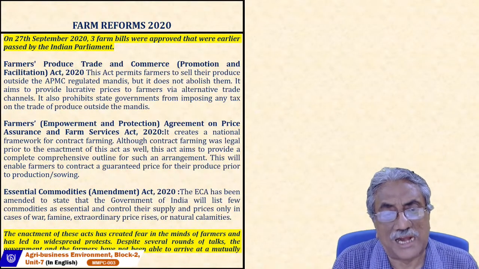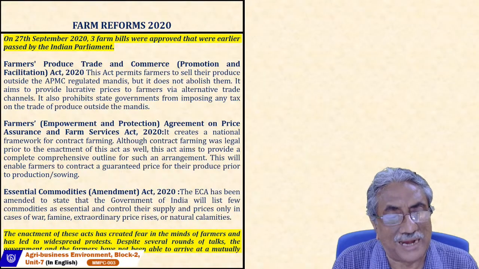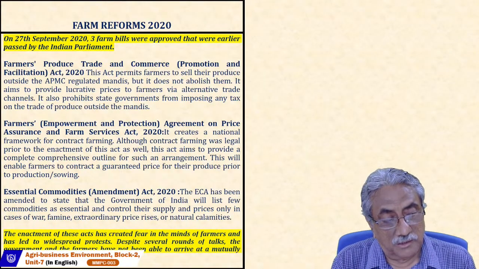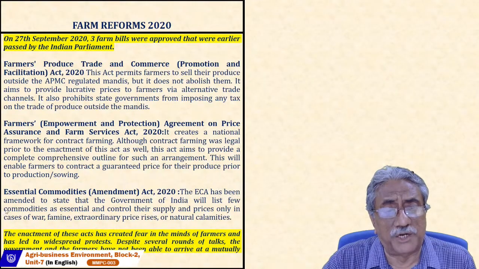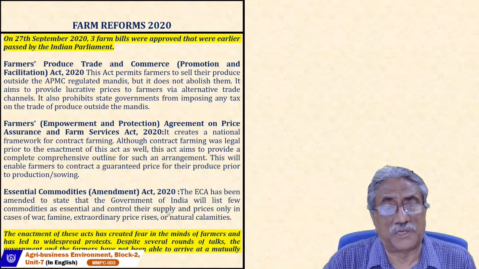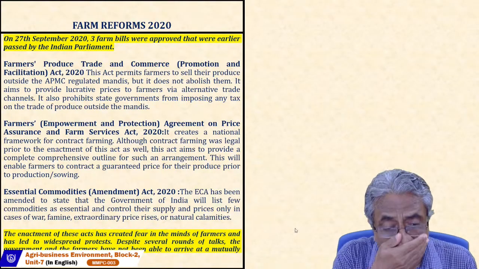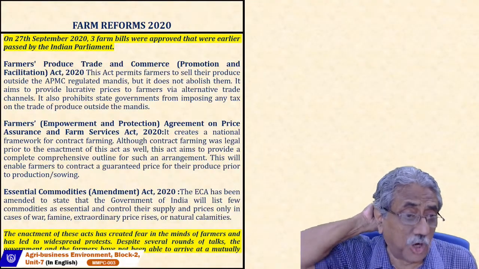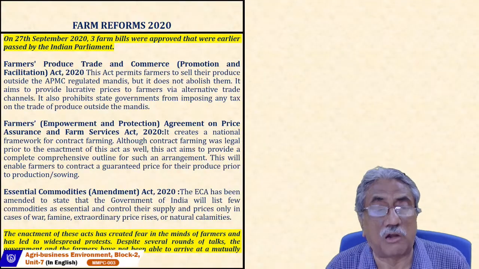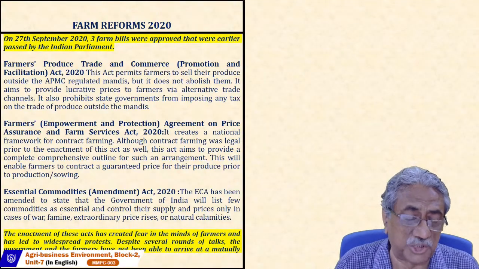The Essential Commodities Act has been amended to state that the Government of India, note here, will list a few commodities as essential and control their supply and prices only in cases of war, famine, extraordinary price rise and natural calamities. So that means the protection the farmer was getting under the Essential Commodities Act will not be available unless there is a war, famine or extraordinary price rise or a natural calamity.